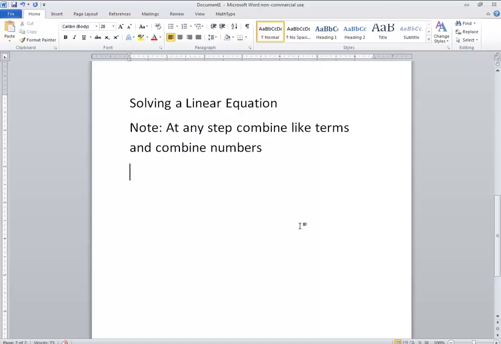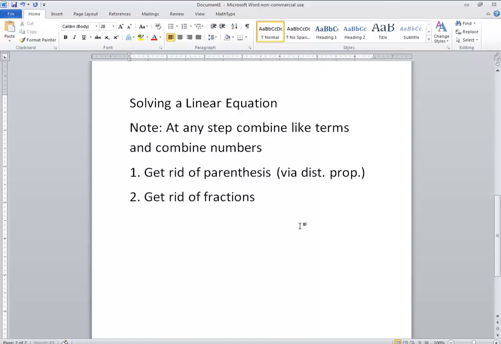Then, step 1, we want to get rid of parentheses. And we do this via the distributive property. Step 2, we want to get rid of fractions. We multiply everything by the LCM of all the denominators.